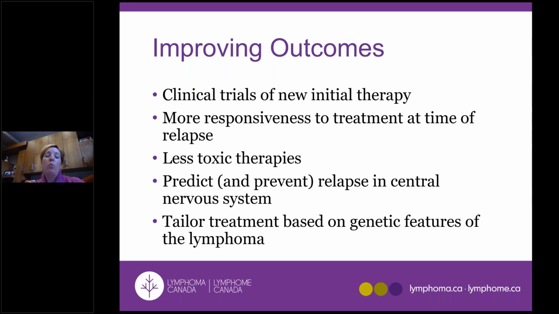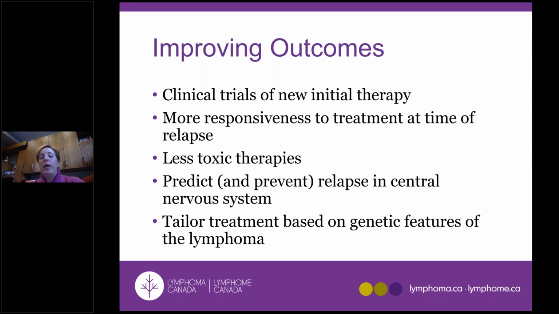We need more responsiveness to treatment at time of relapse, because one of the limiting factors in proceeding with an autologous transplant is lack of response to second-line therapy. And that also can be a limiting feature for CAR T if patients just have too much lymphoma and are too sick from it. So we need more responsiveness to treatments, but also less toxic therapy, so more people overall can be eligible for further treatments.